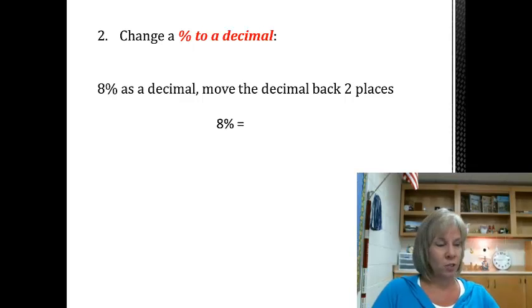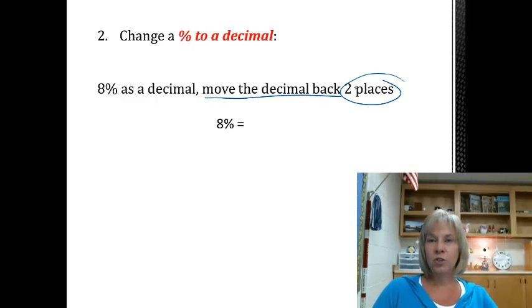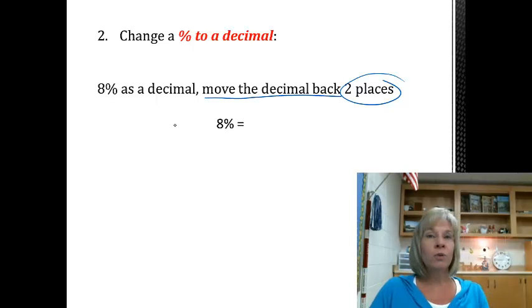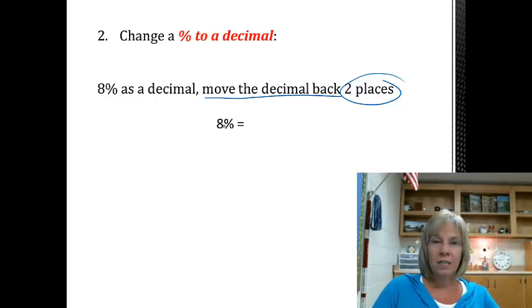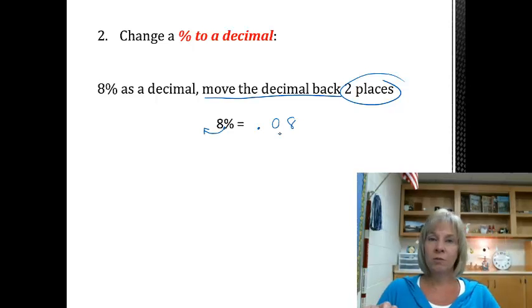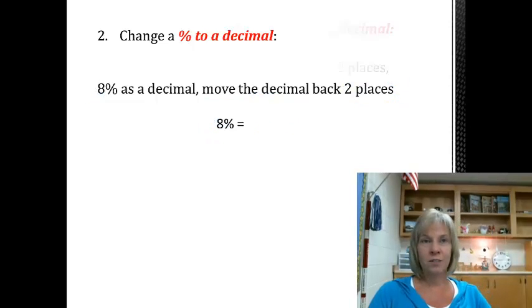Okay, let's go on to number 2. Changing a percent to a decimal. To do this, if you have 8%, you move your decimal back 2 places. So you don't have to really do any work for this one at all. Since 8 is a whole number, I move my decimal back 2 places and I have 0.08. I had to add in a 0 right here. So percent to decimal, simply move your decimal place back 2 places.